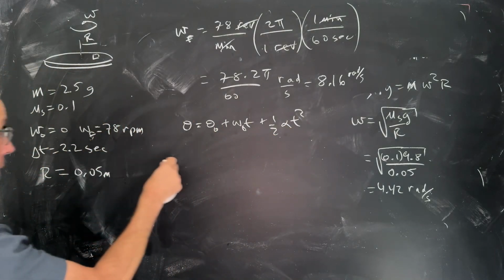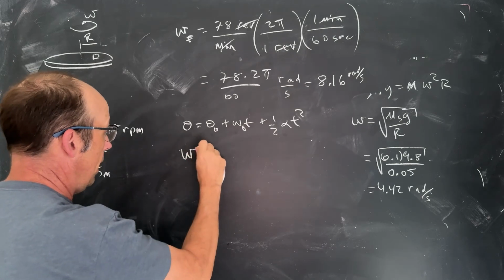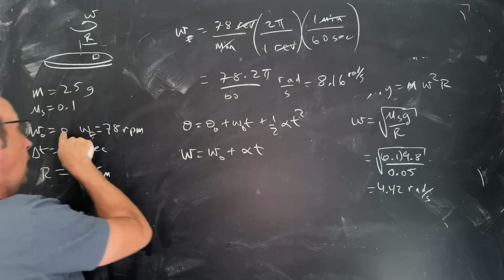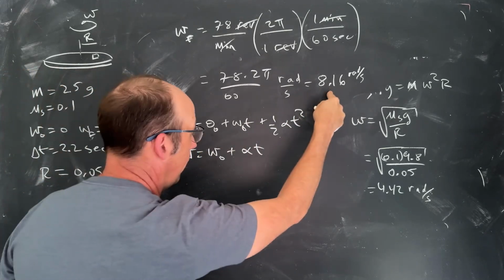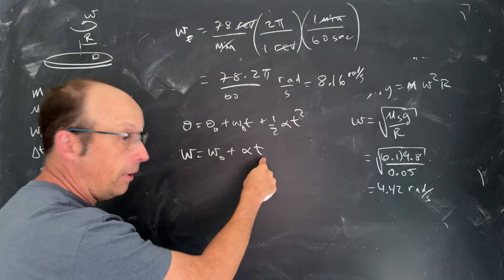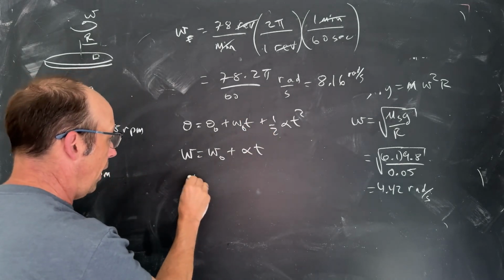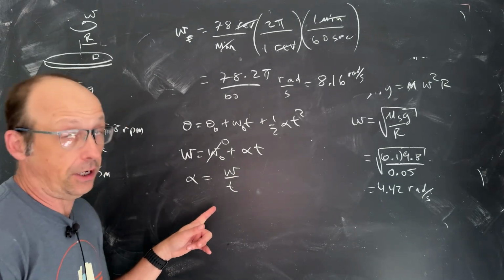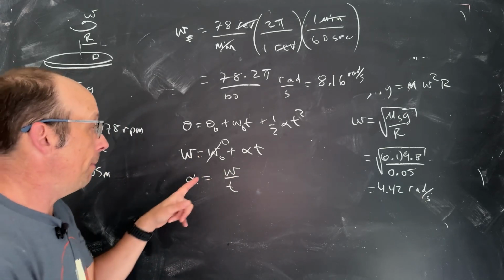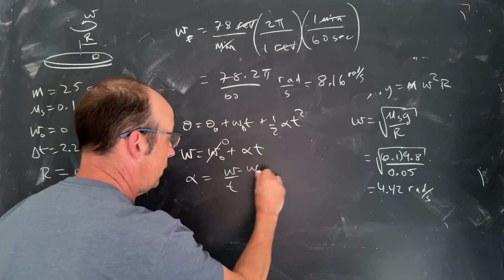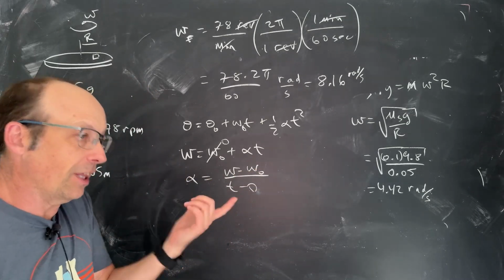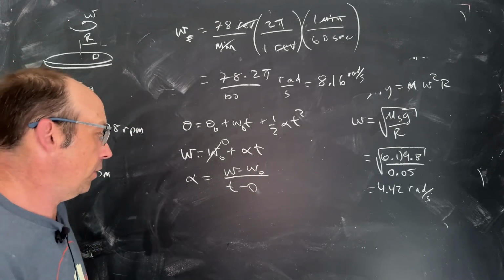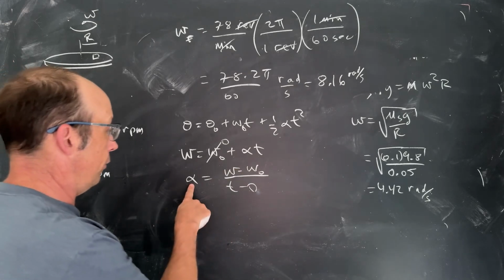I don't know alpha, but I can find alpha. I can use the other kinematic equation, omega 0 plus alpha t. If I know the starting angular velocity, I do. If I know the final angular velocity, I do. If I know the time, I do. I can solve for alpha. So alpha, this is 0, so alpha is going to be omega over t. Now be very careful with this statement, right? This is really omega minus omega 0 over t minus 0. So it's really a change in, it's not just two data points. But that's 0 and that's 0, so that's why it looks like that, and that's omega final. So now I know alpha.